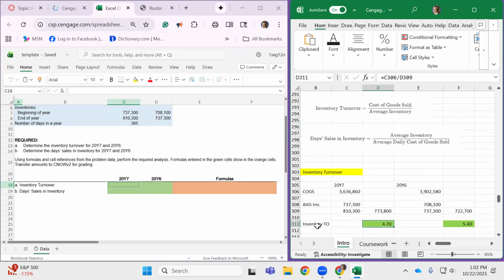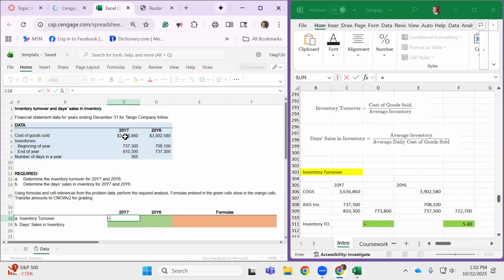Let's see here. We want inventory turnover, so we want cost of goods sold. I want to go right here, equals cost of goods sold, divided by, we're going to put parentheses around these two amounts. If you don't get two amounts, you can only use one. And that gets divided by 2. Then that goes in its own set of parentheses because we want that to happen. Okay, let's see if I got the right answer.